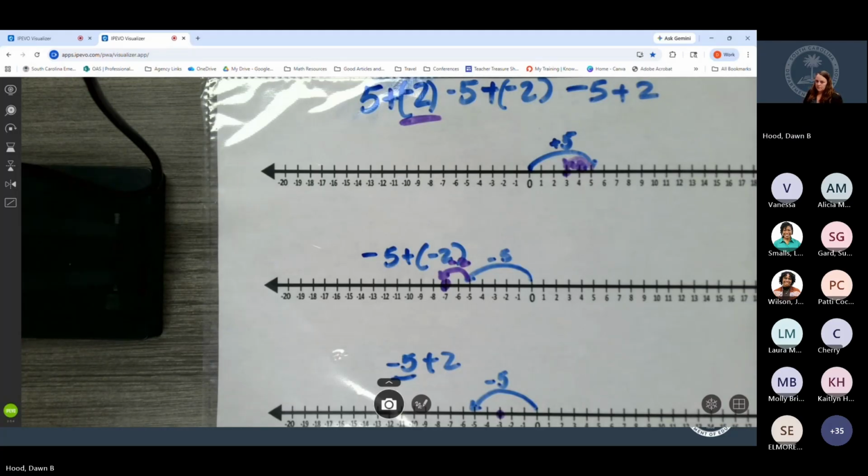Okay. So how do you feel about number lines? I feel like the number lines are almost easier when we're talking about adding and subtracting because it really shows the direction we're moving.